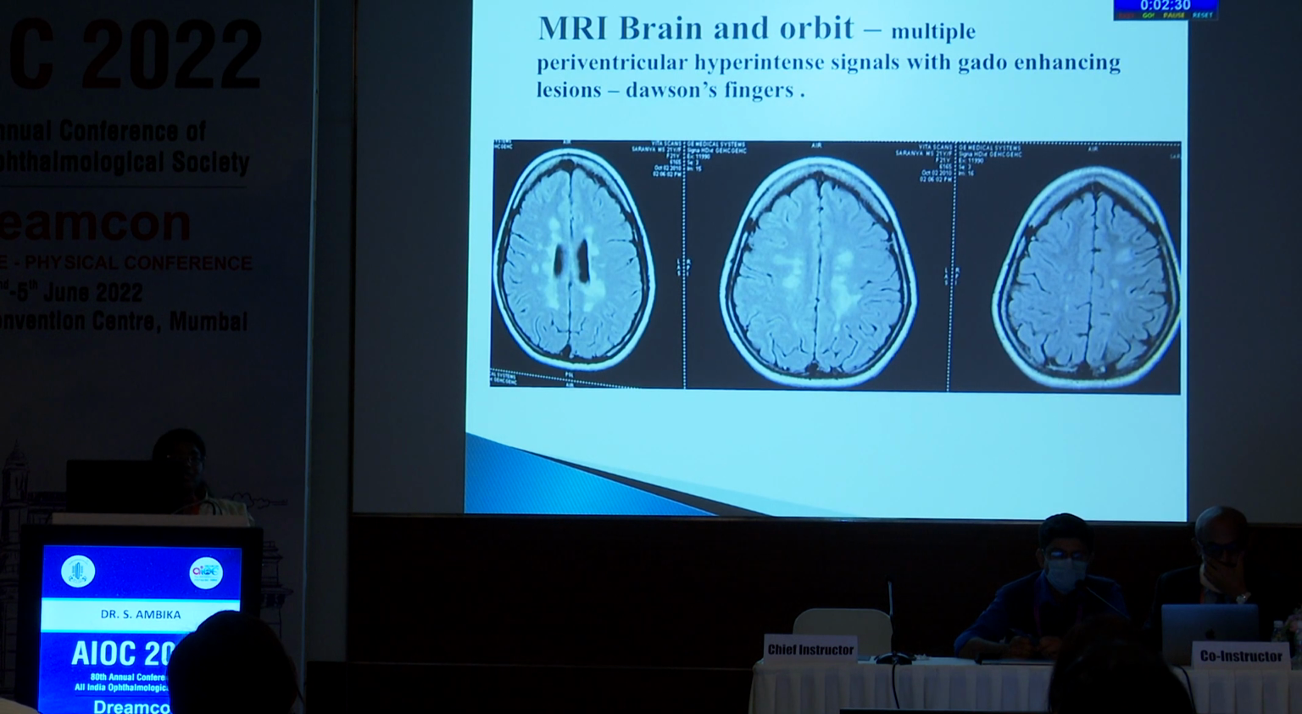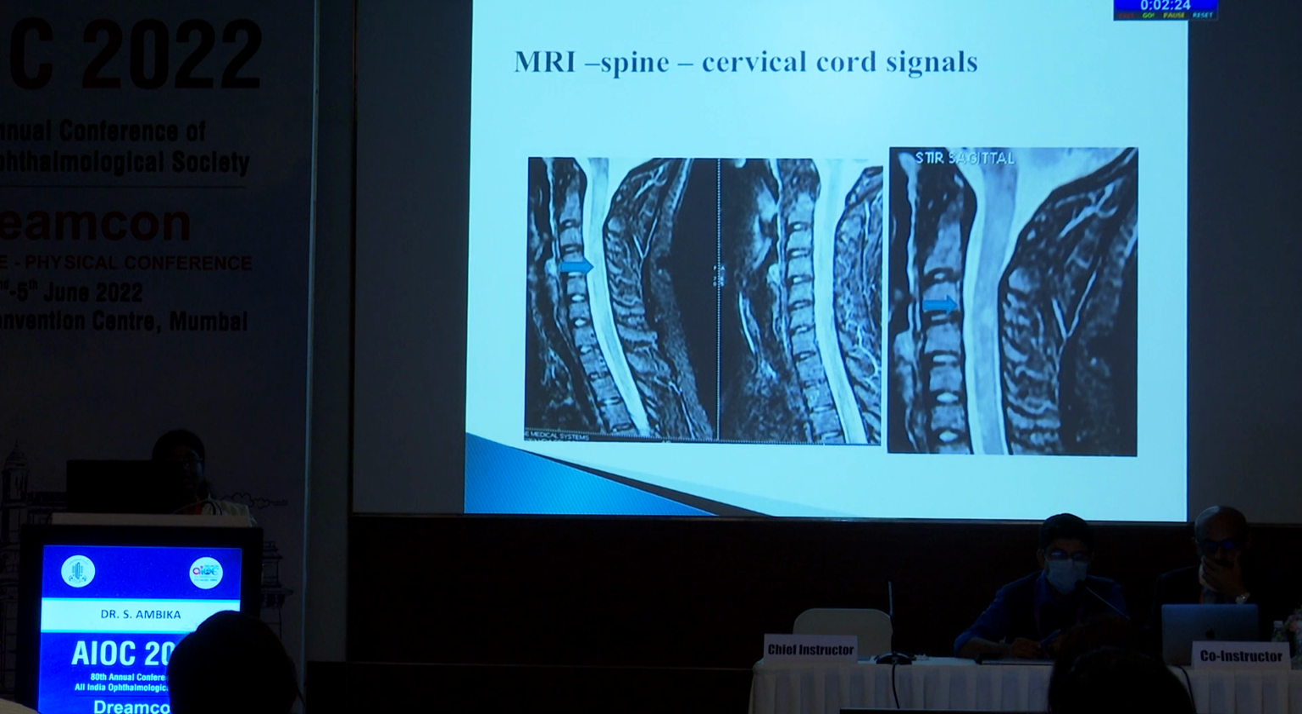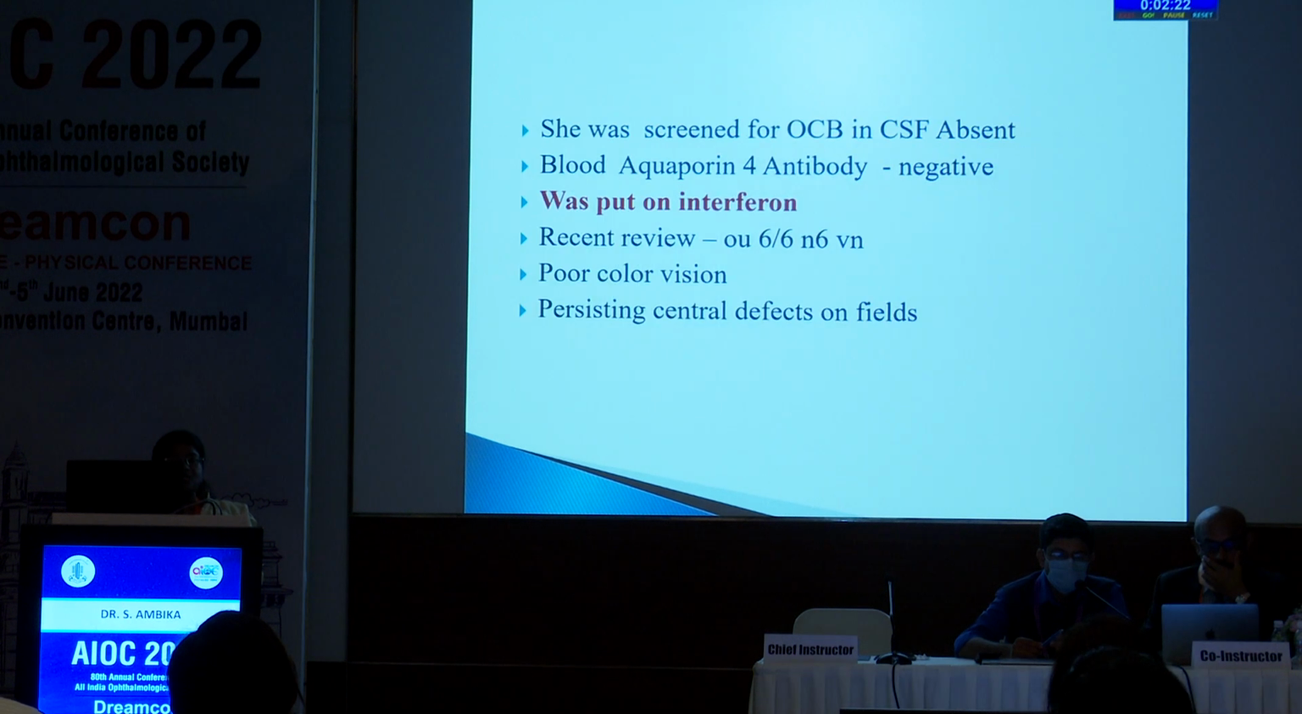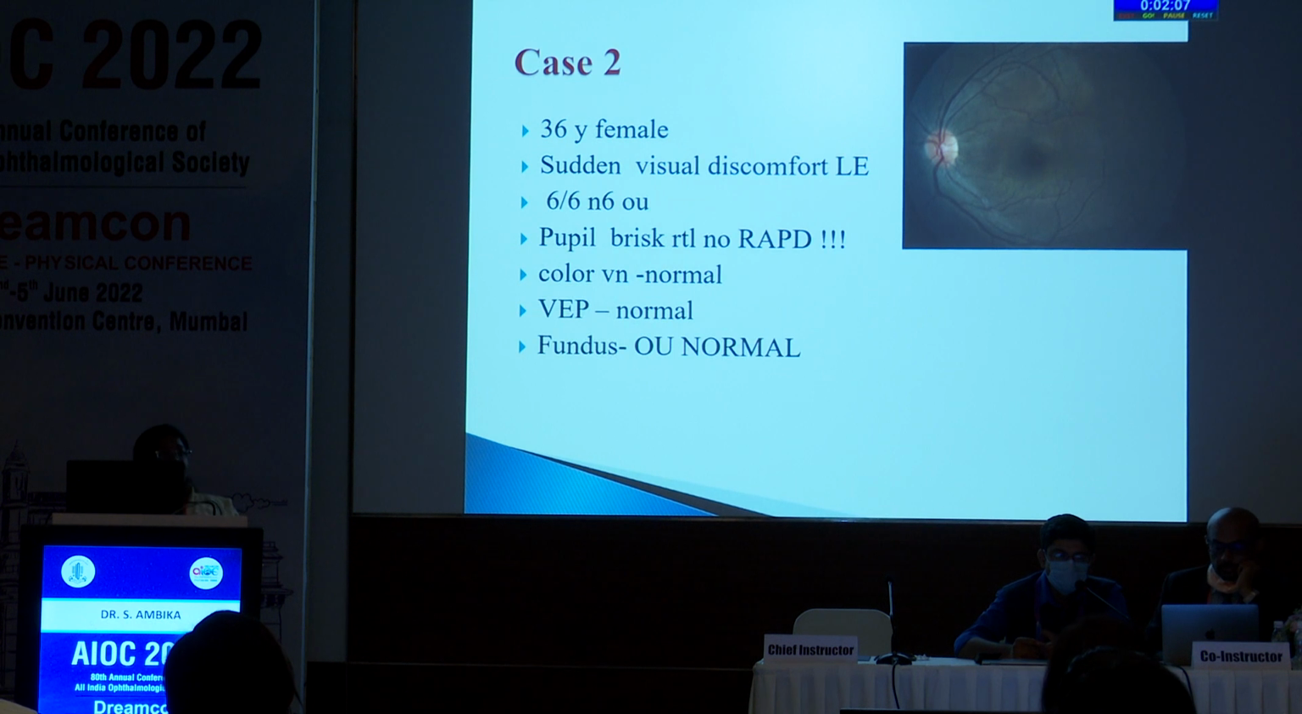So when you get such a history, be very careful, repeat a neuroimaging, look for demyelinating signals. This patient had even cervical cord signals, and she was negative for the seromarkers, but she was screened for oligoclonal bands, which were also absent. Yet she was having features of MS, so she was put on interferon, which is an immunomodulatory agent. So that began as an unexplained vision loss in an ophthalmic clinic.